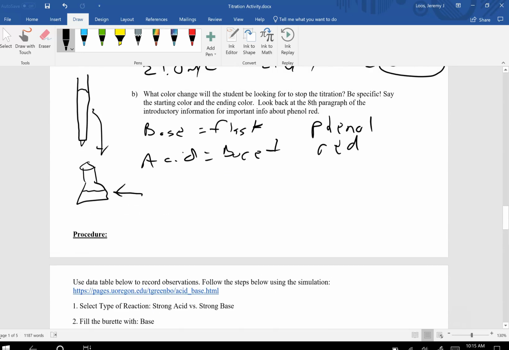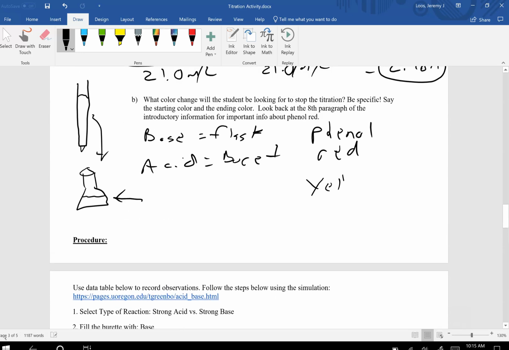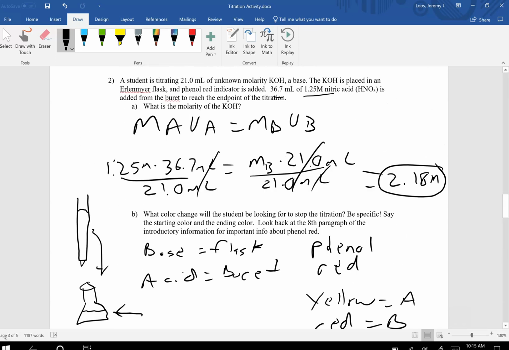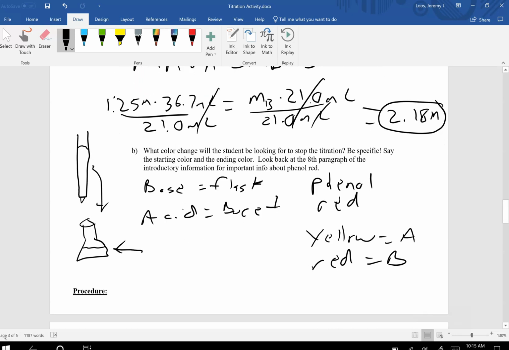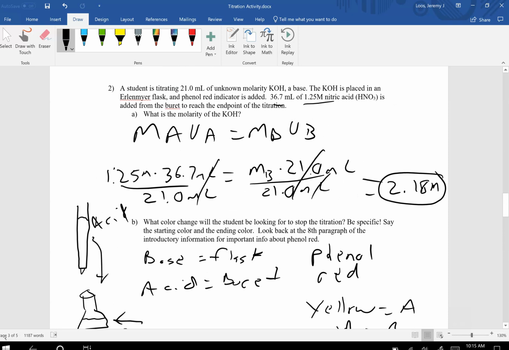So I've gone too far. So it's yellow in an acid and red in a base. So looking back at the problem, the KOH is placed in the flask. So the flask has the base in it, and the burette here has the acid, which means since it's red in the base, this is going to start off red, and as we add the acid to it, it's going to tend to turn yellow.